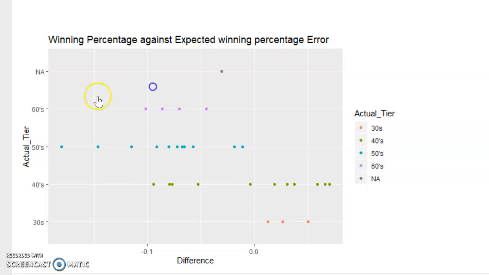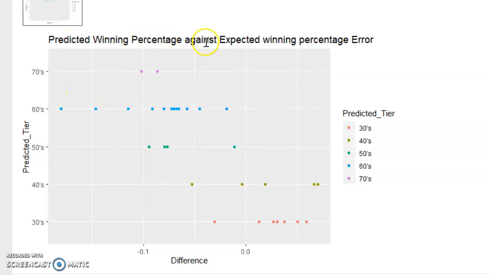And then if we look at the predicted winning percentage against expected winning percentage, this is basically just how those teams were expected to do versus their difference. So it's a similar range, but you'll see that there's some 50s and 60s that are more skewed left.